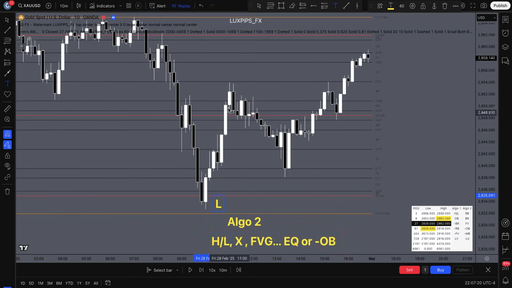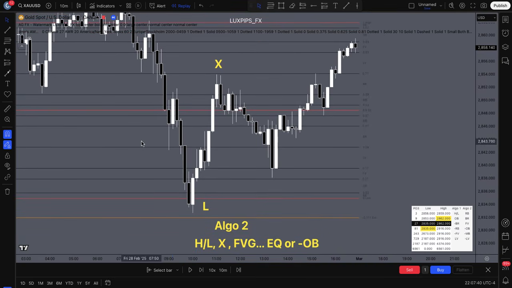Price went all the way up. It came right here to the breaker zone and rejected, but it didn't come to the FEG zone after. It came right up to this liquidity void. So this is X for me. After X, expect FEG.